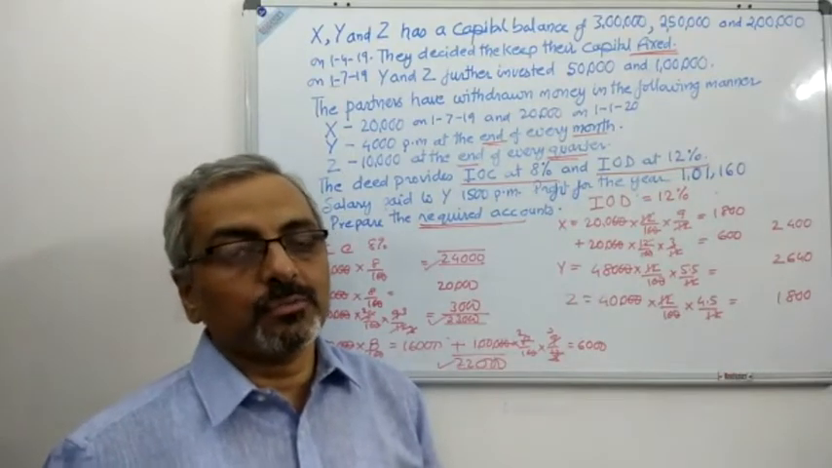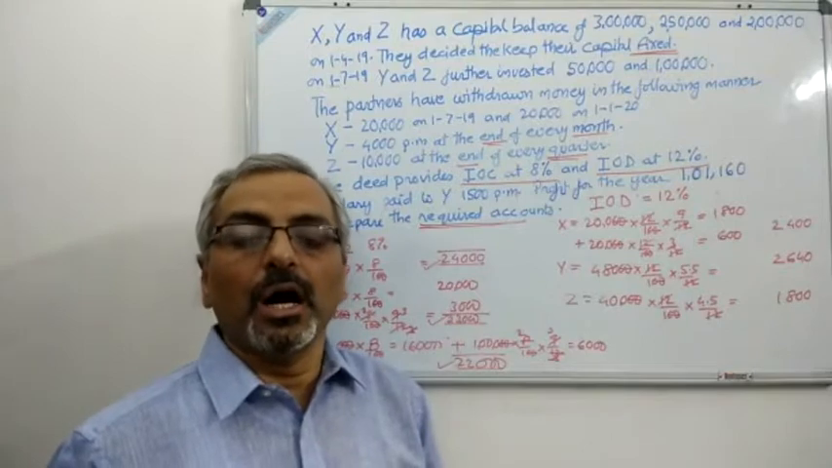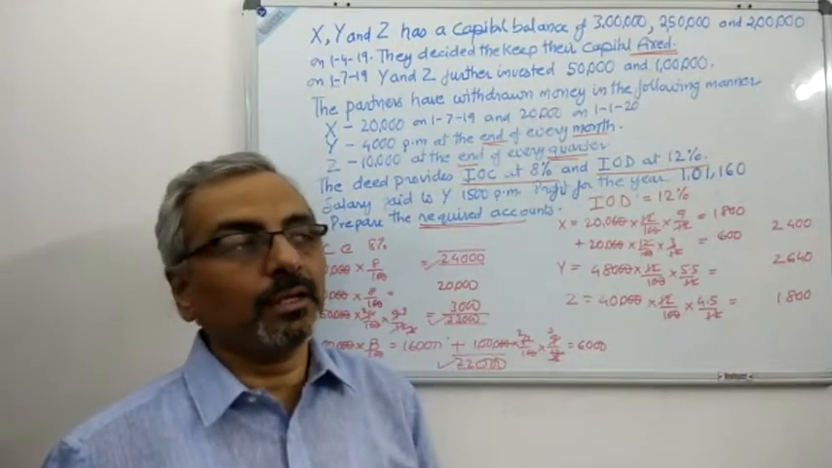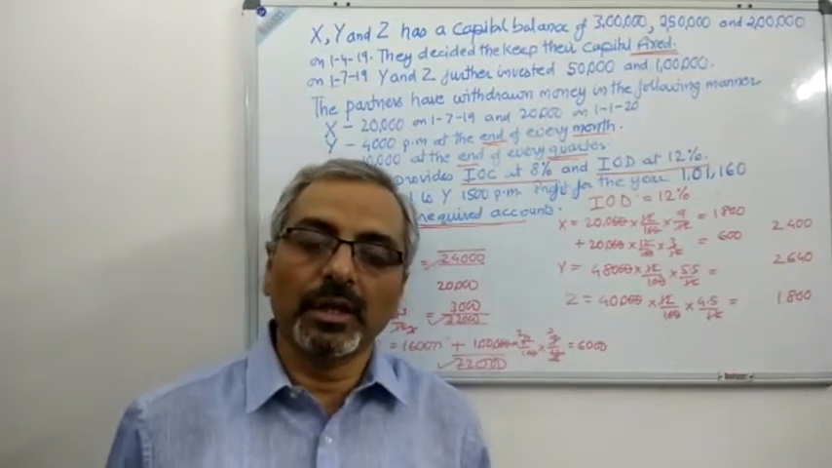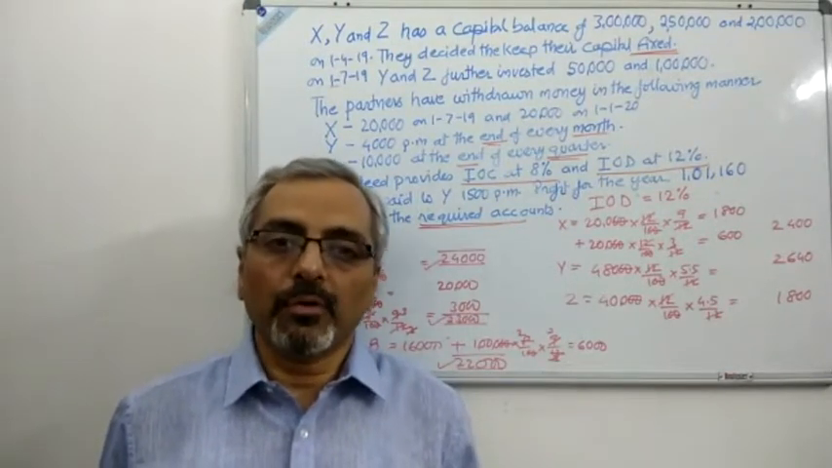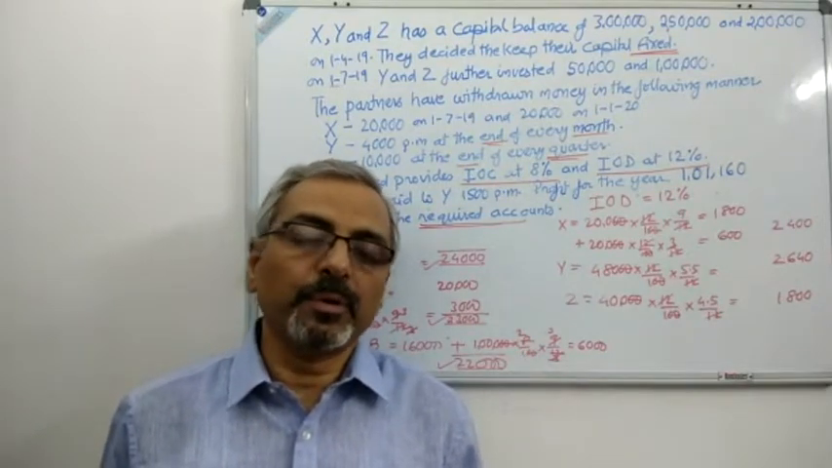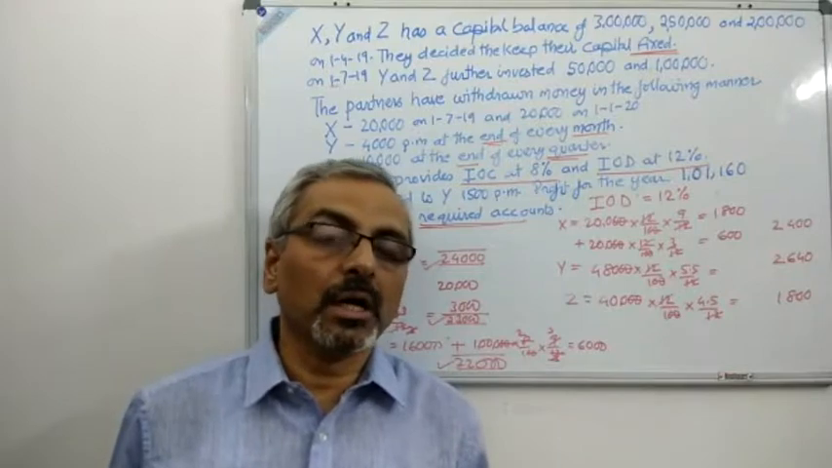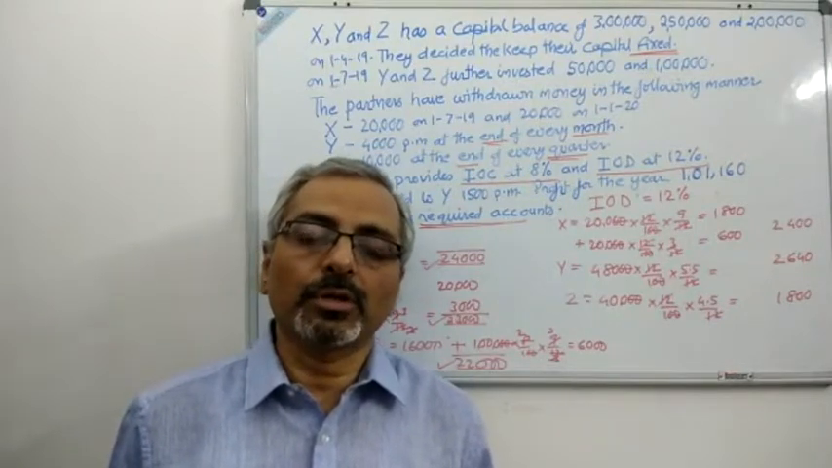So these are the items which will be posted in the profit and loss appropriation account, and we'll see how much profit the partners will get. If you see very carefully, nothing has been mentioned about the profit sharing ratio. So if nothing has been mentioned about the profit sharing ratio, the profit will be distributed equally among all the partners. So let us prepare the profit and loss appropriation account and see what is the profit and how it will be distributed among the partners.